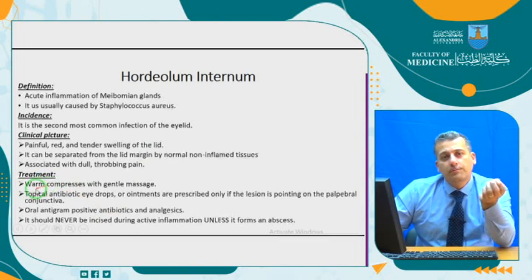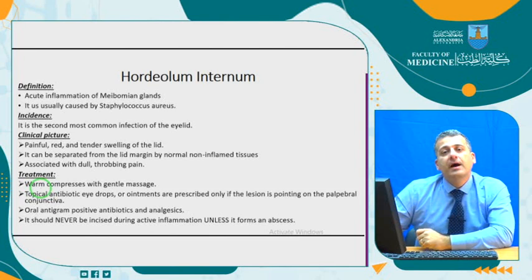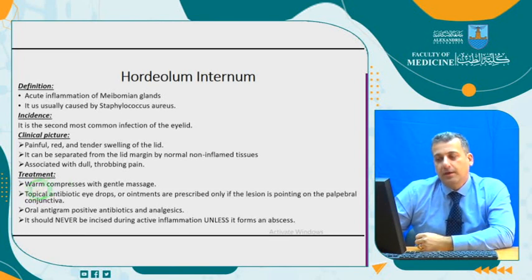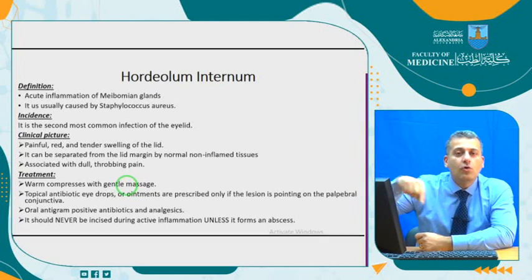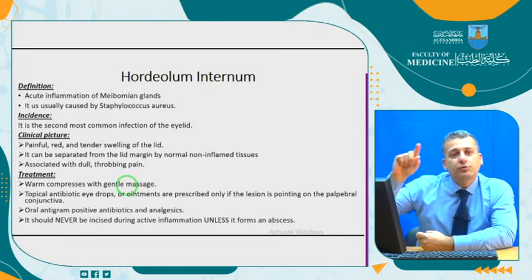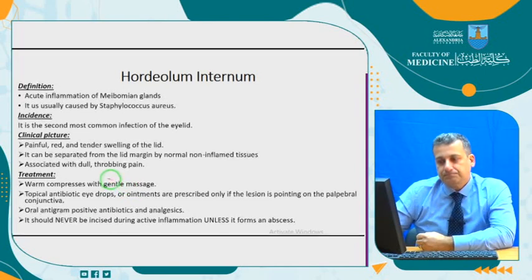Why do we put warm? The warmth helps to increase the blood flow to this area and helps to eradicate the infection from the area by the natural antibodies or antibiotics present in our body. Okay, and why do we say gentle massage? Because when I apply gentle massage by the bottle as I roll it on the eyelid, this helps the flow of the lipid in the meibomian gland to be excreted and helps to eradicate the infection.